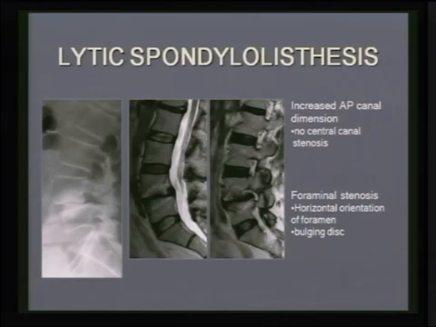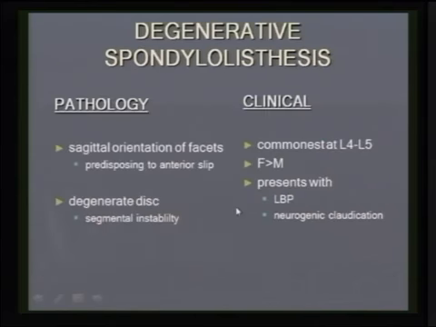And this is an example here of a lytic L4, L5 spondylolisthesis associated with a very degenerate disc, and the bulging of the disc into the foramen, together with the horizontal orientation of the foramen, is resulting in very severe compression of the exiting L4 nerve root.